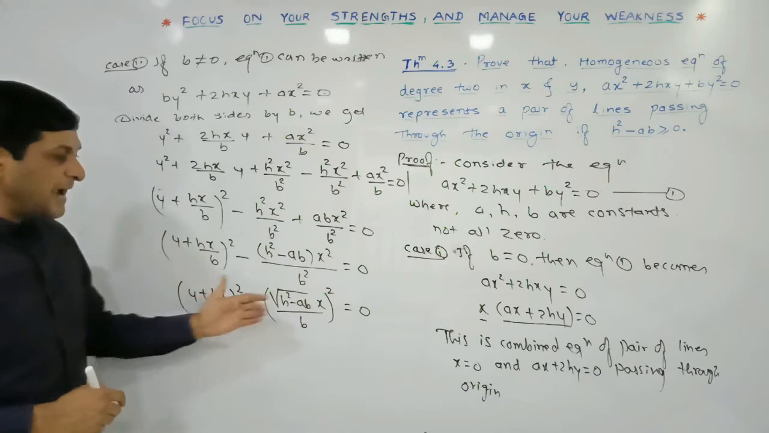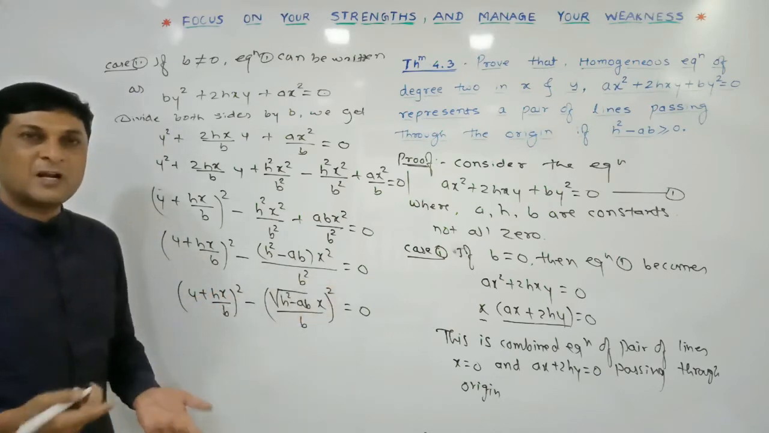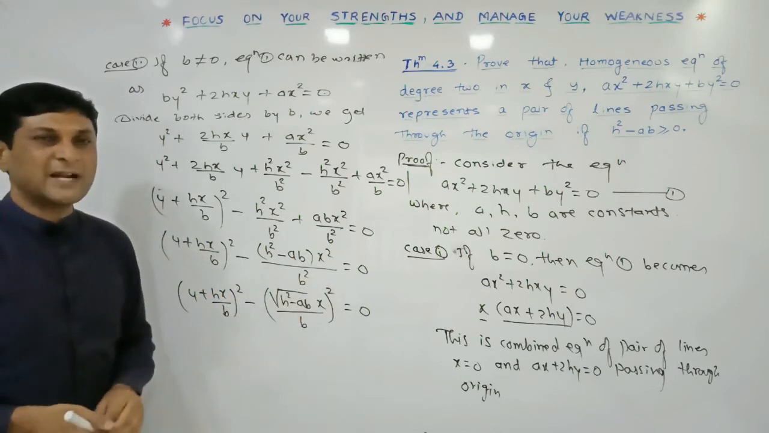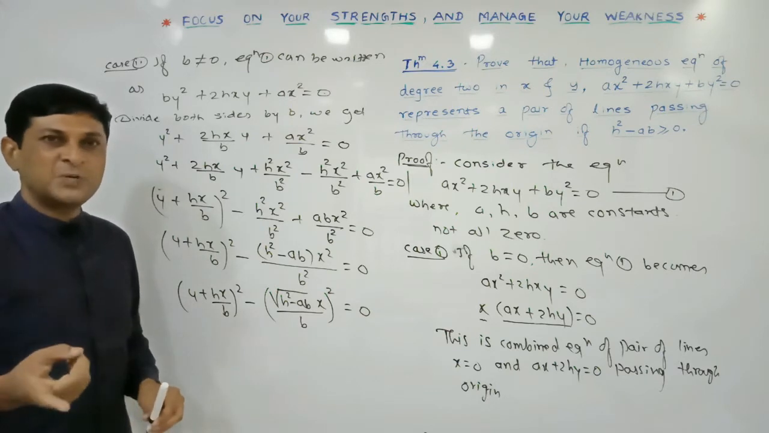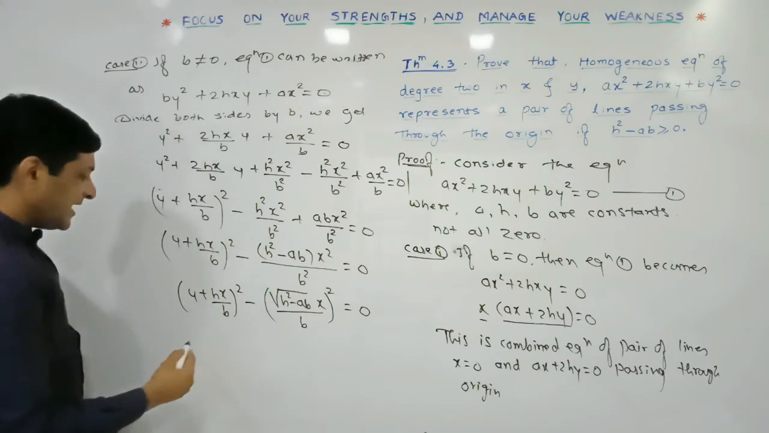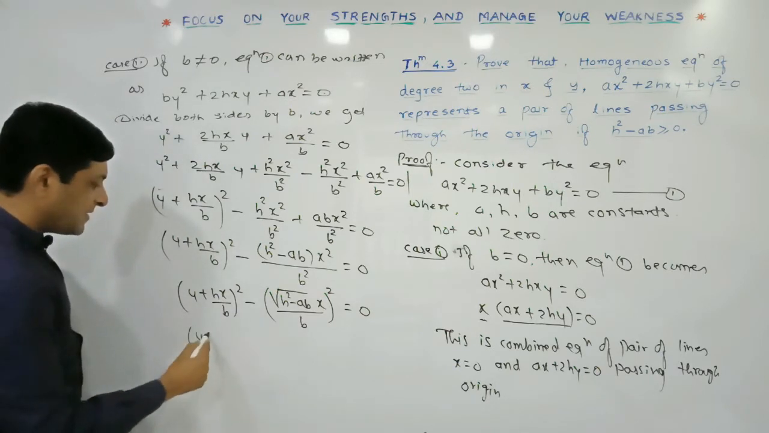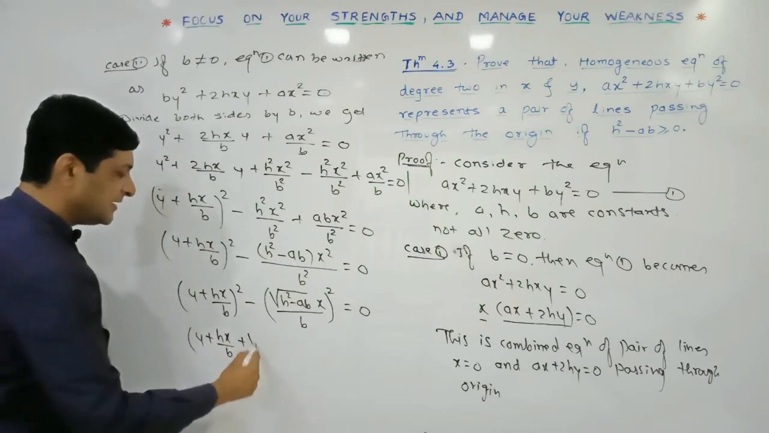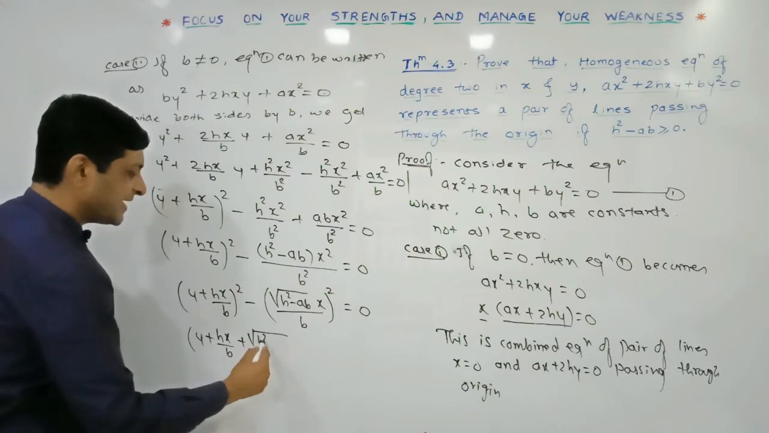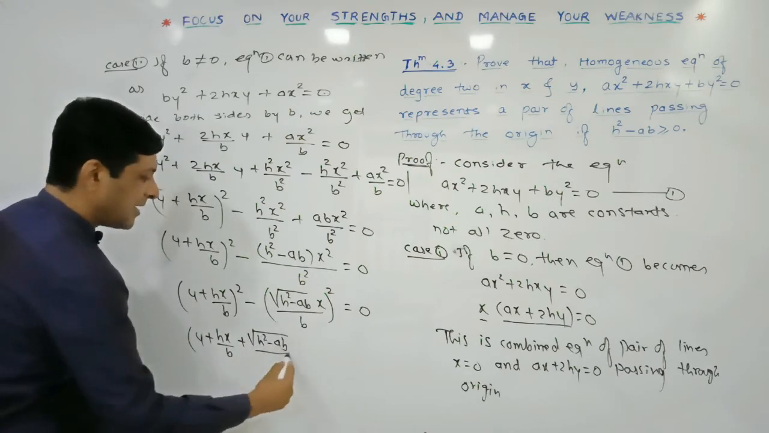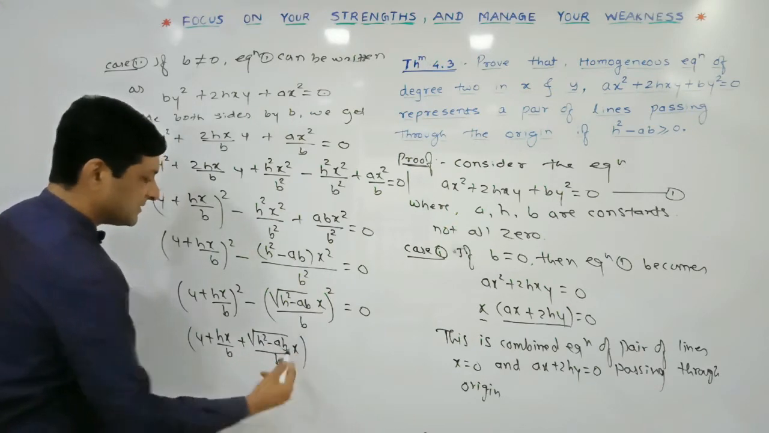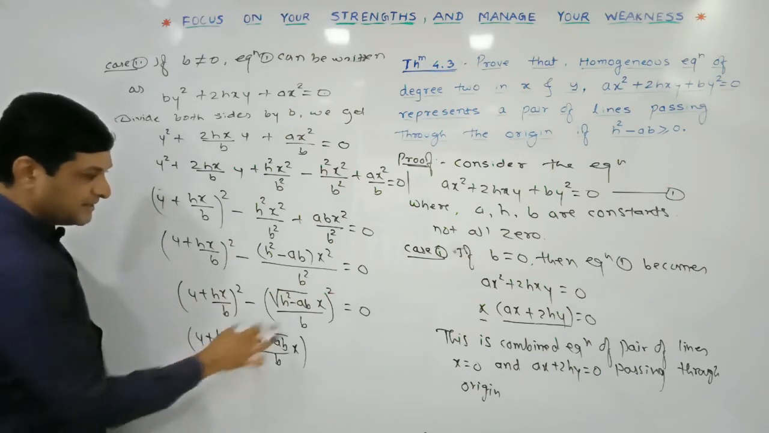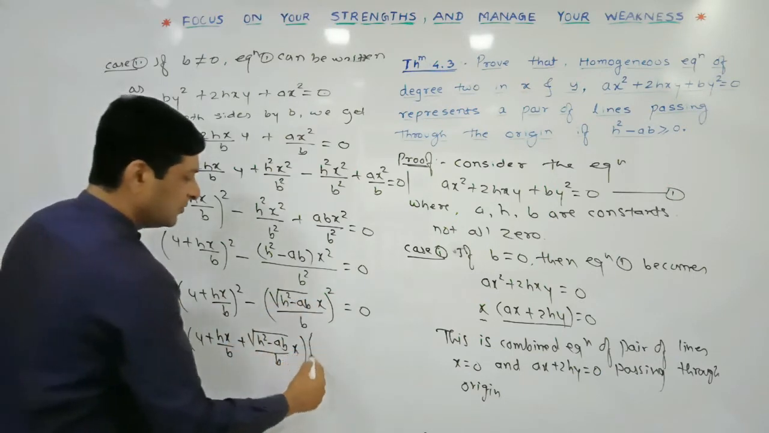a square minus b square. And what are the factors of a square minus b square according to the identity? (a plus b) into (a minus b). Now a plus b means what? y plus hx upon b plus under root h square minus ab upon b into x. This is a plus this is b, into a minus b.